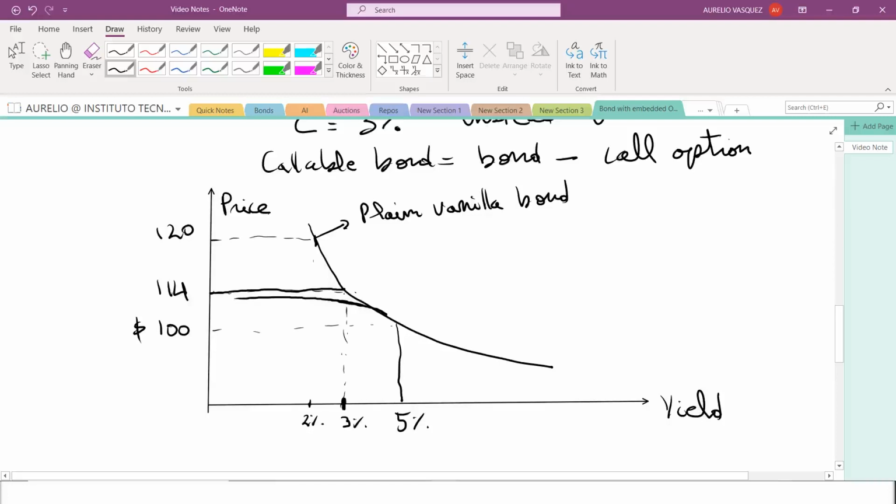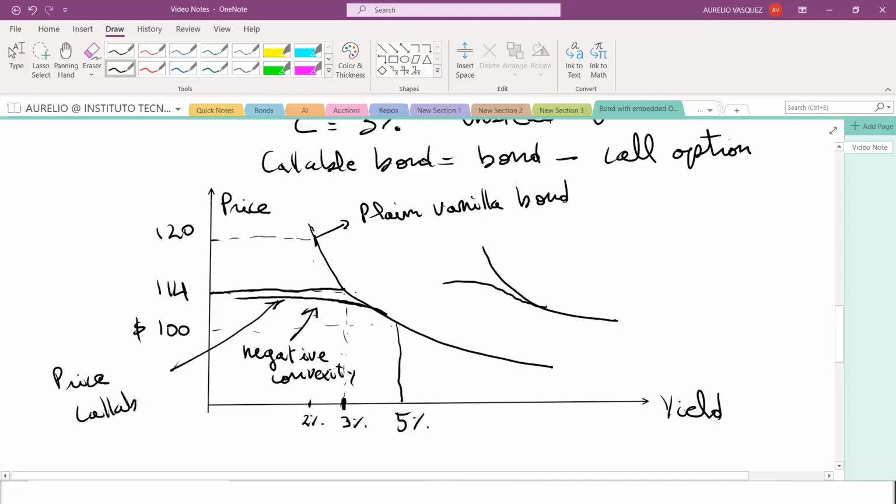As you can see from here, the price has a negative convexity. What does that mean? Normally bond prices have a positive convexity, but in this case, the price cannot go above 114. And why can't it go above 114? Because everybody knows that the bond is going to be called if it goes above 114. So the callable bond is not going to go above the price at which it's going to be called. Hence, there is this negative convexity. So basically, you have that one looks like this, and then the other one would look like this. So this is the price of your callable bond.